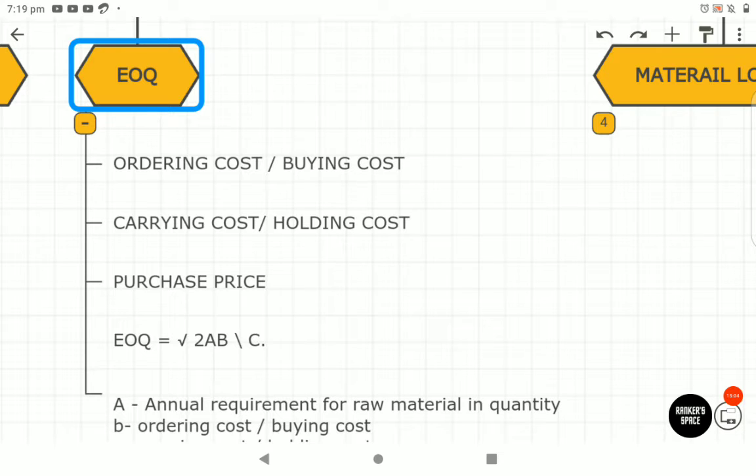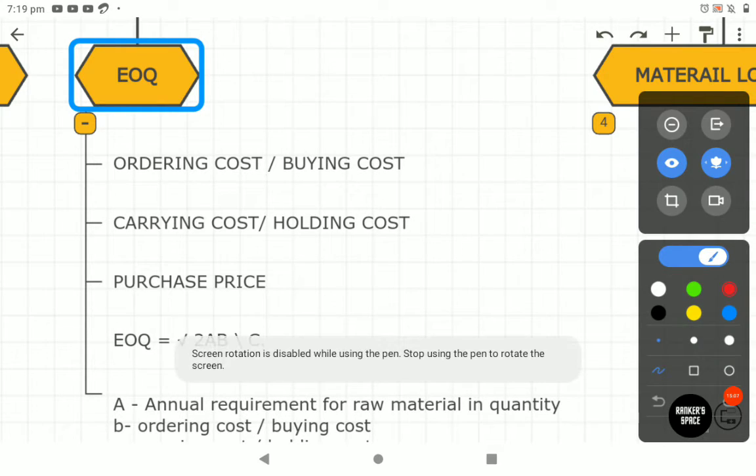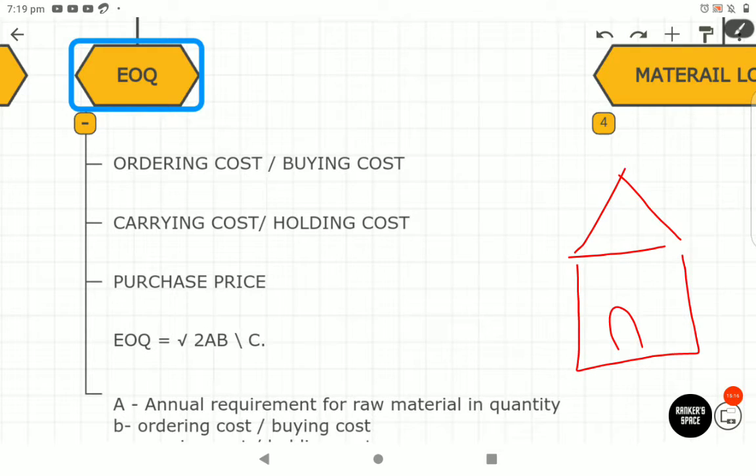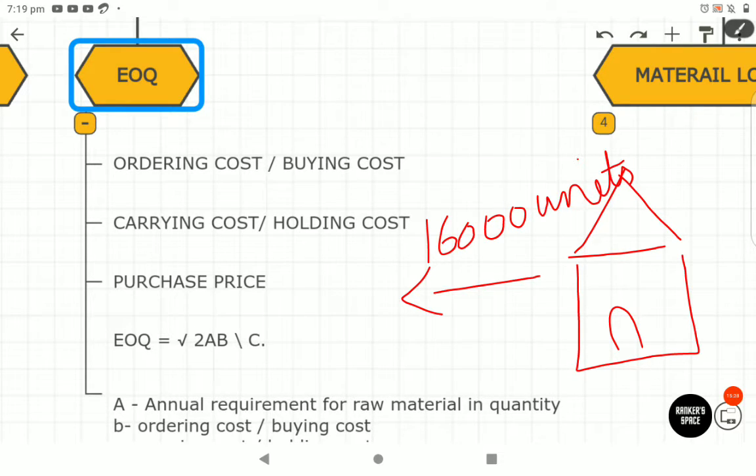Say, for example, I'll give you a beautiful example. You are having a factory, and in that factory, you are buying 16,000 units of raw material. Say, for example, 16,000 units of cement bags, which you require on a per annum basis. That is, for a whole year, you need 16,000 cement bags.